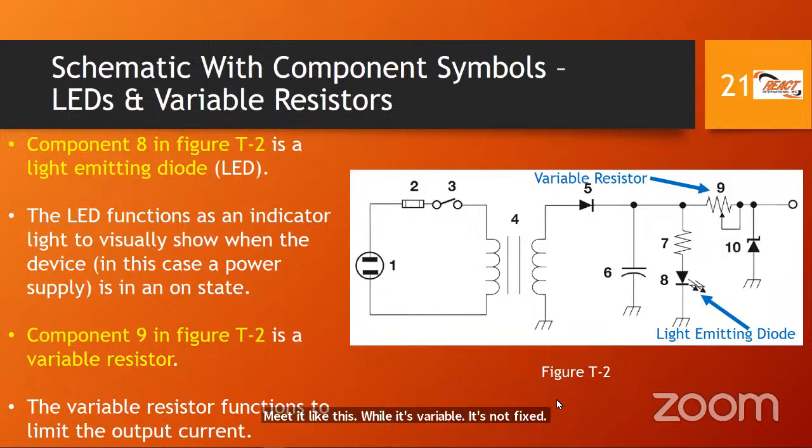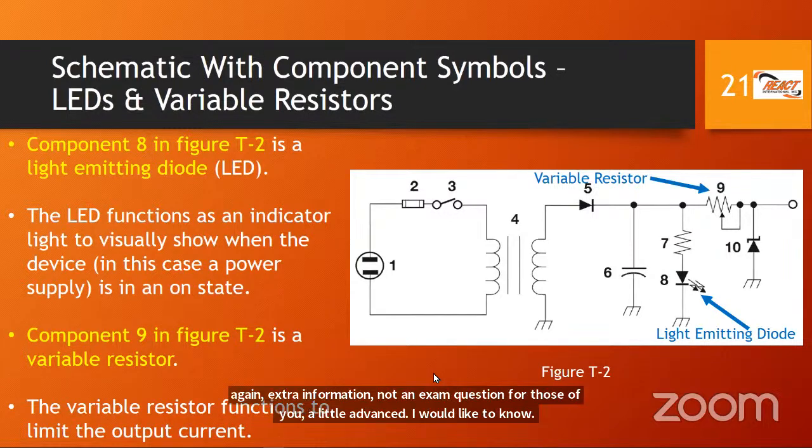Component 9 in figure T2. Remember, figure T2 is the entire schematic diagram. Component 9 on it is a variable resistor. And just again, some extra information for you. The function of this variable resistor in the circuit is to limit the output current. Again, extra information, not an exam question. For those of you who are a little advanced who would like to know, we provide some extra information, food for thought.